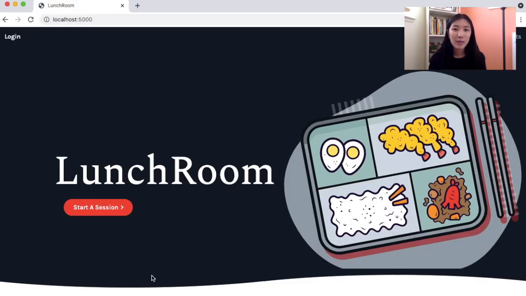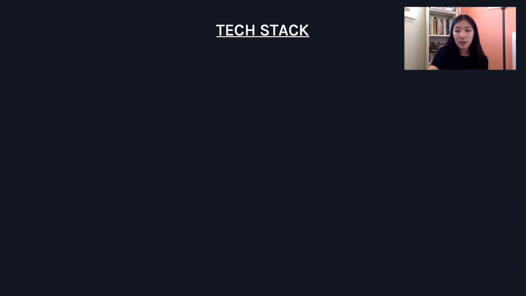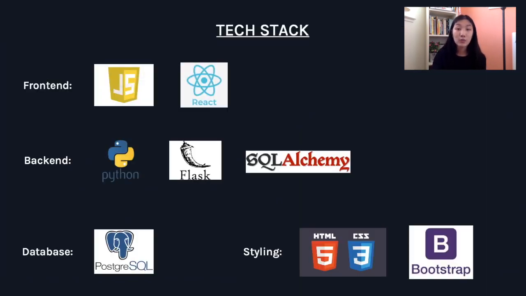Everyone, my name is Rachel and I'm excited to share with you LunchRoom, my capstone project for Hackbright. LunchRoom is a web application built with React on the front end and Flask and Python on the back end that helps groups of users make an informed decision on where to eat based on each user's preference and location.